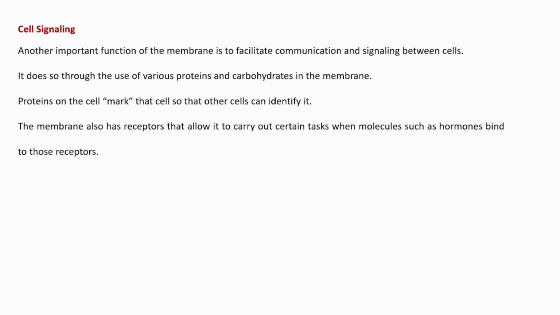Along with this, the plasma membrane also carries out cell signaling. There are various markers present in the plasma membrane which help in identification of bacteria. So one bacteria tries to communicate with the other bacteria using cell signaling. This cell signaling process also takes place in the plasma membrane.